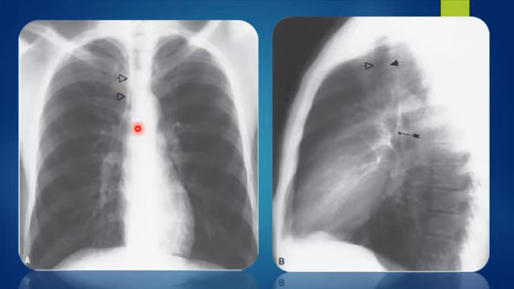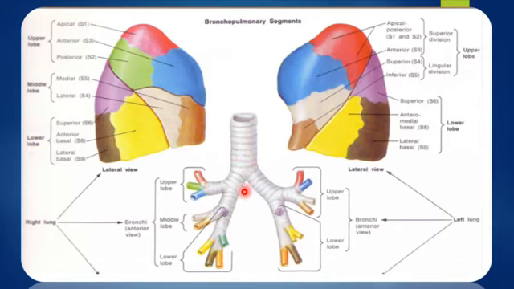Posteriorly, the trachea extends from the cricoid cartilage superiorly to the bifurcation of the main bronchi. On the lateral view the anterior wall of the trachea can be seen, and the posterior wall is also demarcated. The trachea bifurcates to the right main bronchus and the left main bronchus.